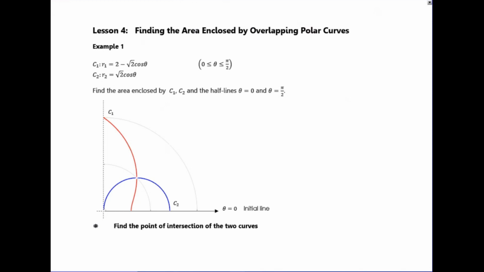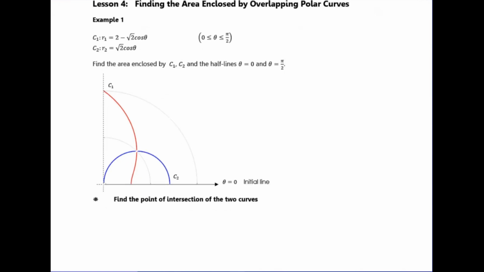So this first question, we've got two curves here. C1 is this top curve here, in red on the board, and C2 is this bottom curve here, which is in blue. We're just looking between 0 and pi over 2, so just in the first quadrant here.